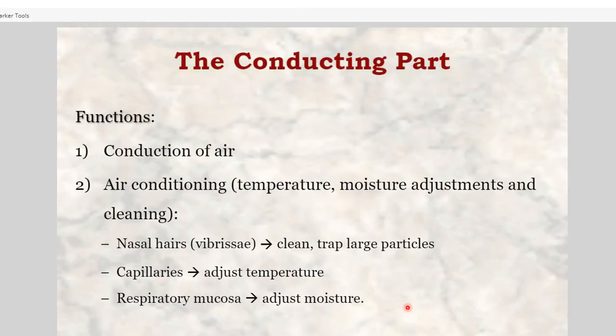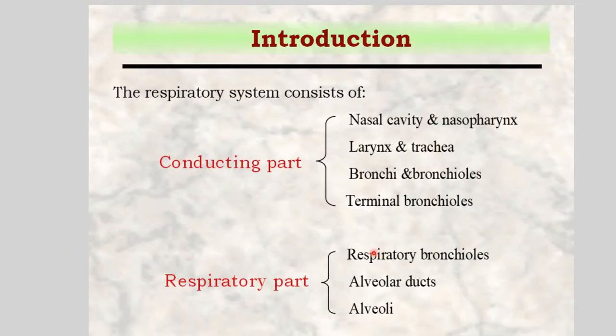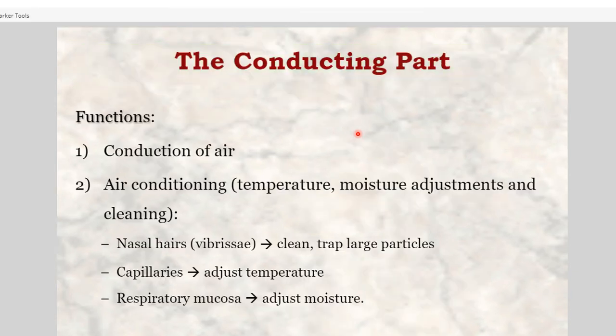And then in the starting we talked about how the respiratory system consists of the conducting part and the respiratory part. So this is the conducting part, almost all of which is covered by respiratory epithelium, which is pseudostratified ciliated columnar epithelium with goblet cells. The function of the conducting part was conduction of the air and to maintain air conditioning through nasal hairs, capillaries, and respiratory mucosa.